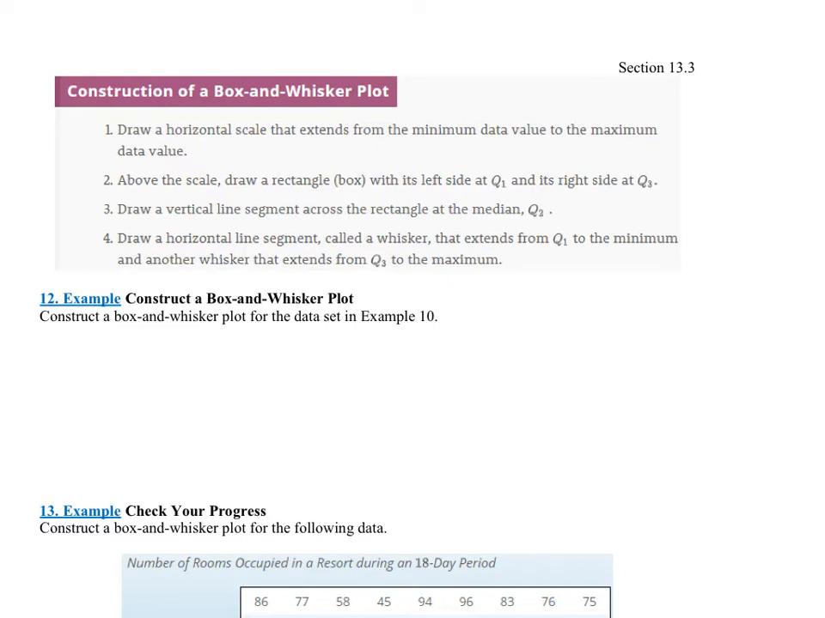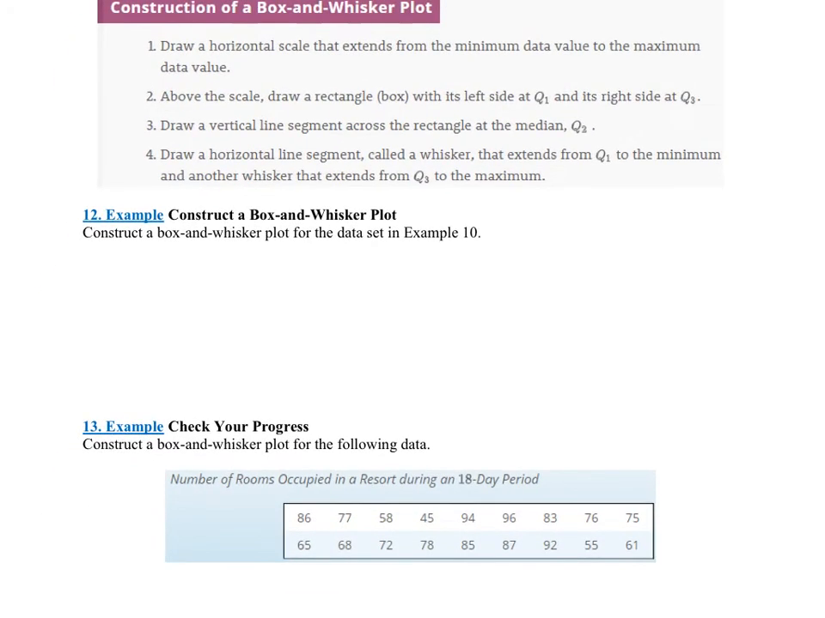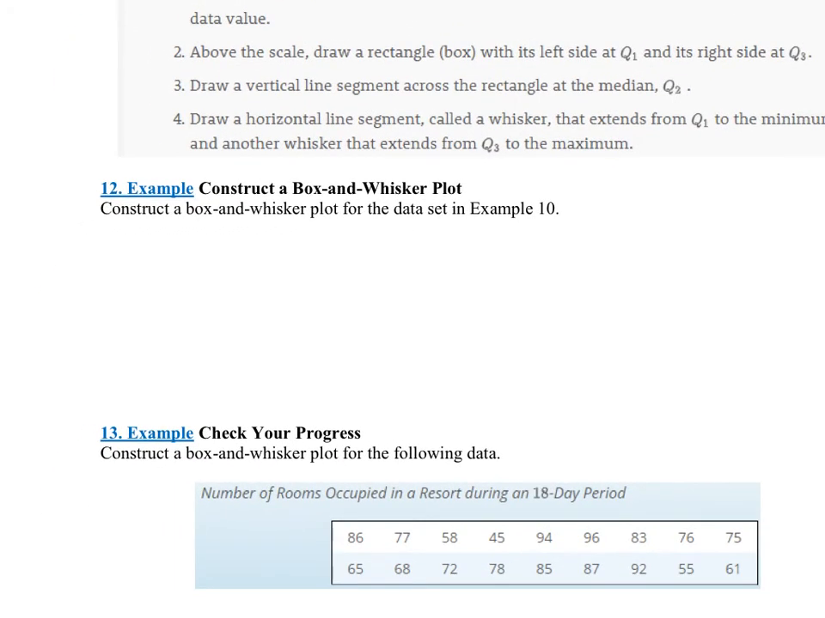It says, above the scale, draw a rectangular box with its left side Q1 and its right side Q3. So box in Q1 to Q3. Draw a vertical line at Q2, and then draw the horizontal lines, the whiskers, from Q1 to the min and from Q3 to the maximum. Okay, so lots of words there, much easier done than said, I guess.